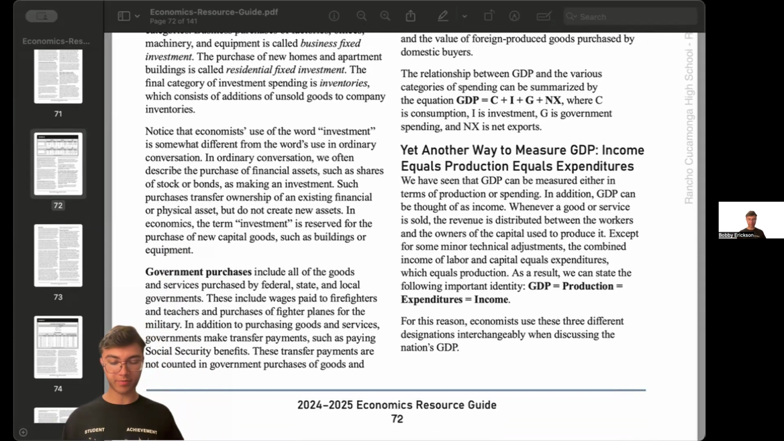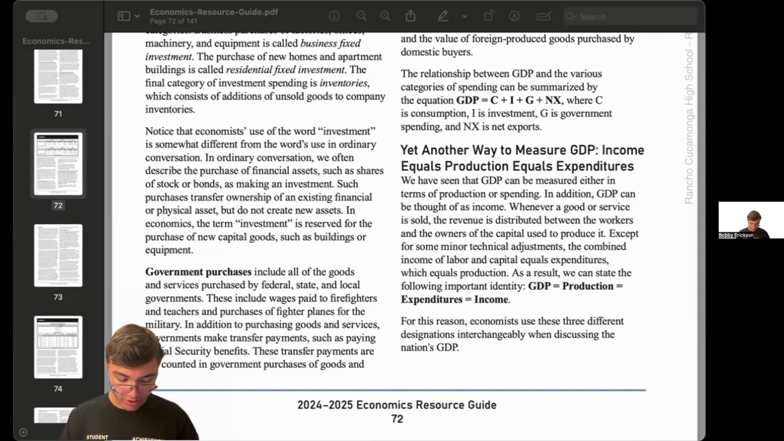And then we get government purchases, which is all of the goods and services that are purchased by the federal, state, and local government. So all government. This is including government purchases. And so we also include wages that are paid to all the government employees, such as firefighters, teachers, and purchases of fighter planes for the military. So all the money that's going out of the government is considered government purchases.